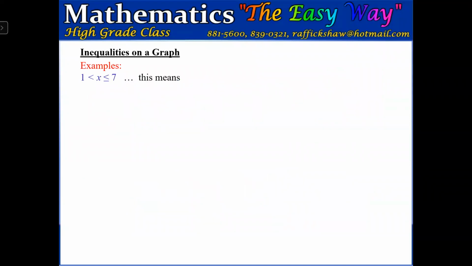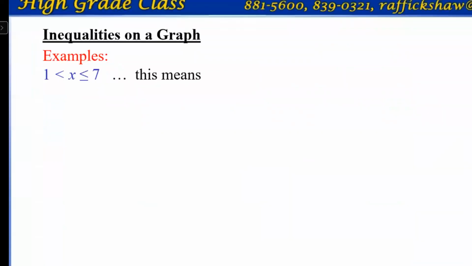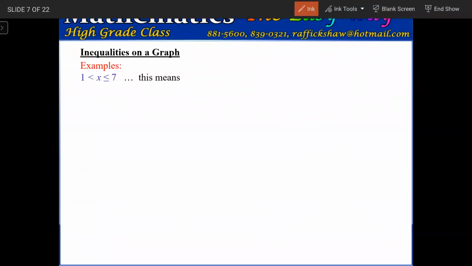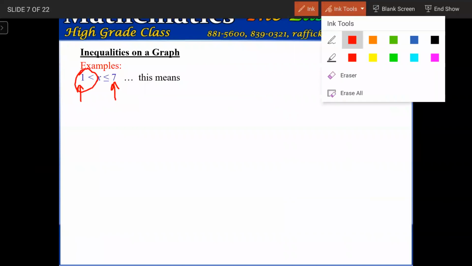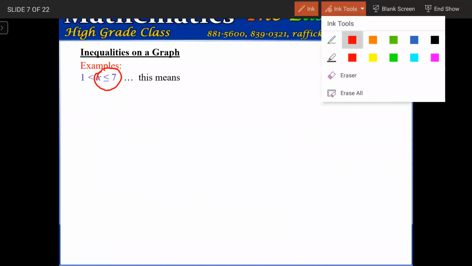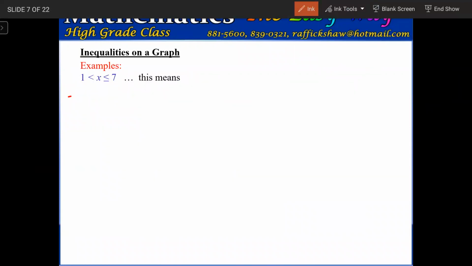Let's look at this one now. This one is a region between 1 and 7. You don't want the 1 because the equal is not there, but you want the 7 because the equal is there. You're going between two vertical lines, between X equals 1 and X equals 7.